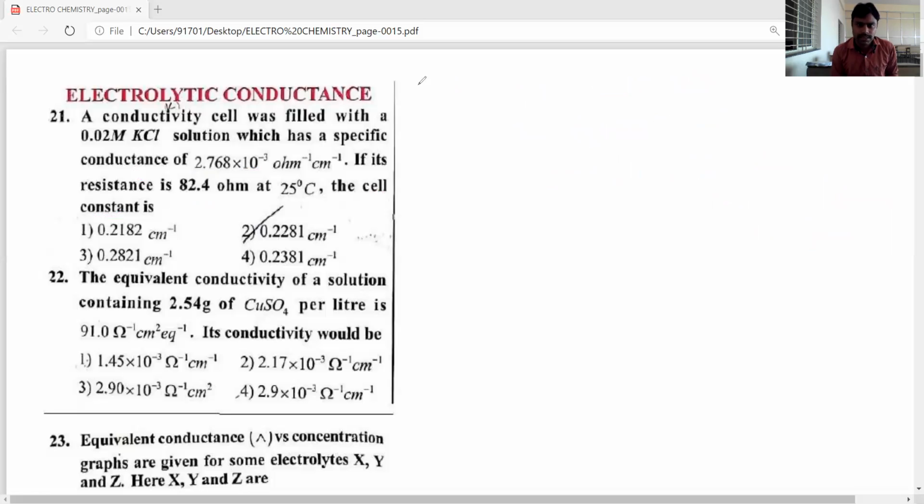Next, let's see the 22nd question. How to solve this 22nd question? Equivalent conductance they gave as 91.0 ohm inverse centimeter square equivalent inverse. Okay, it's very clear. Now we need to calculate the conductivity, the specific conductance K value. For this case, what is the formula? The equivalent conductance is equal to K into 1000 by normality.